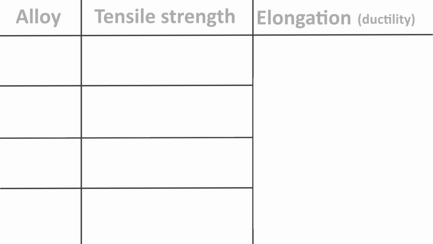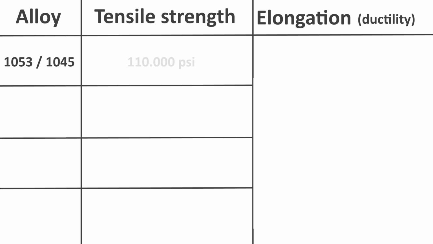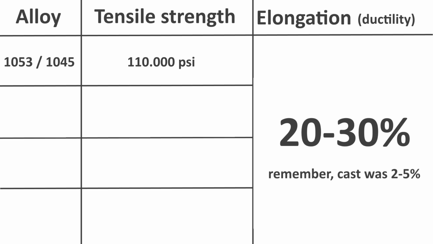Now, forged crankshafts can be made from a wide variety of materials. OEM crankshafts are usually made from plain carbon steel, usually the 1053 or the 1045 alloy. Now, the tensile strength of these alloys is usually around 110,000 psi, and while this doesn't seem that much more when compared to a cast crankshaft, it's the ductility of forged crankshafts that is much better when compared to cast ones.